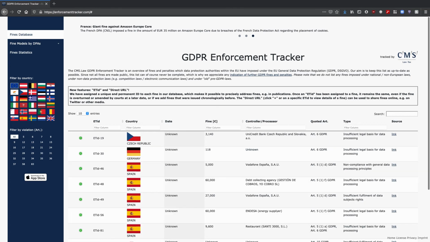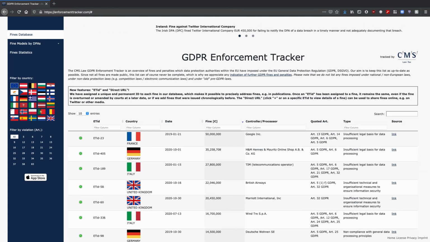If we sort here based on the fine, it appears that right now the most expensive one is against Google Inc. in France for having insufficient legal basis for data processing. The next one is H&M, I believe a clothing conglomerate in Germany, then a telecommunications operator in Italy, British Airways. I guess Marriott International got their fine toned down from 100 million euro to 20 million euro. Big savings. I mean, I guess I wouldn't turn down 80 million euro now that I think about it.